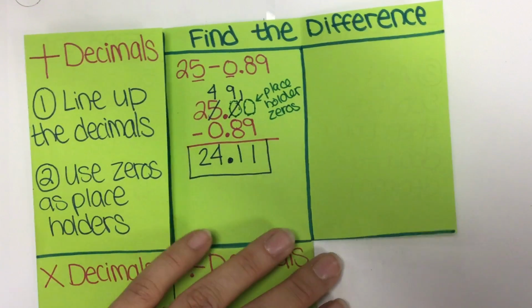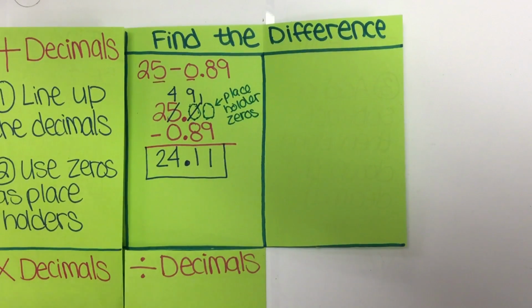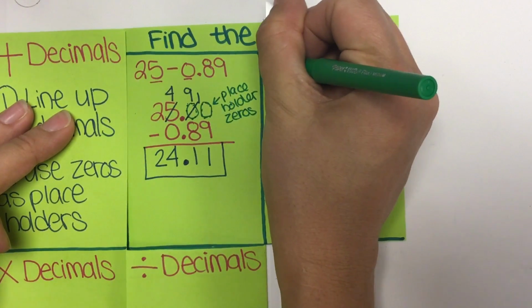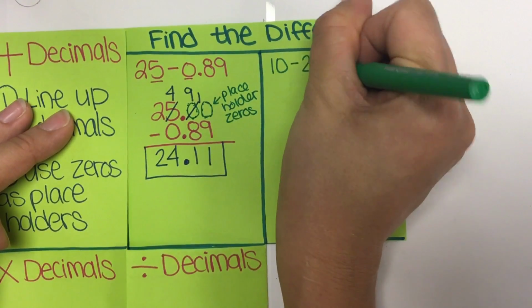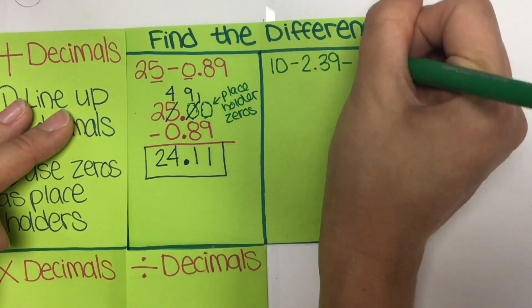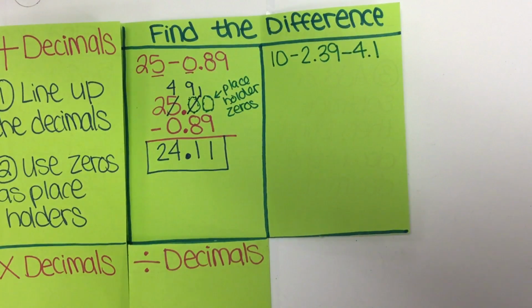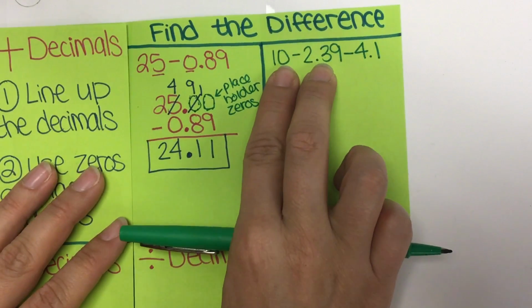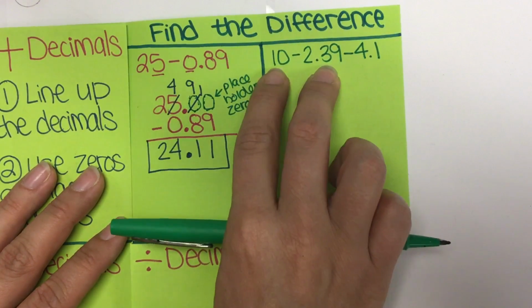In this one, we're going to be taking away 2 numbers, just kind of like we did on that addition one. So I'm going to have 10 minus 2 and 39 hundredths, and then I'm going to take away 4 and 1/10 from that. Unlike addition, I can't take all these away at one time, so you have to start at the front. I first have to take 2 and 39 hundredths away from 10.